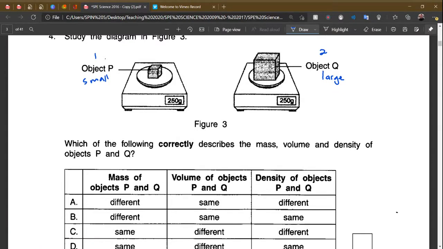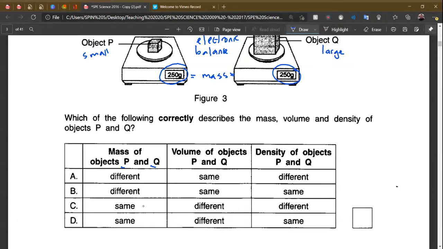The first one says mass of object P and Q. You can see that from the electronic balance. So this device is called electronic balance. And electronic balance helps to check the mass. And you can see that both the mass of the objects is 250 gram. Therefore, they are similar. So if you look at the choices, only C and D mention that both of them are the same. So you can eliminate A, eliminate B.